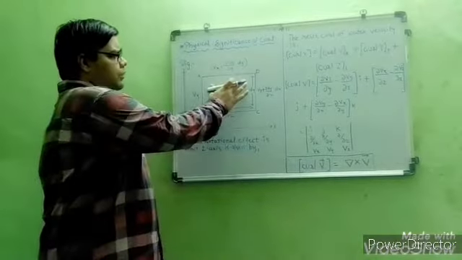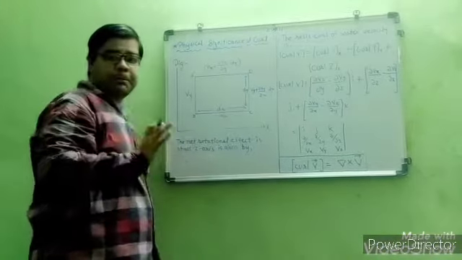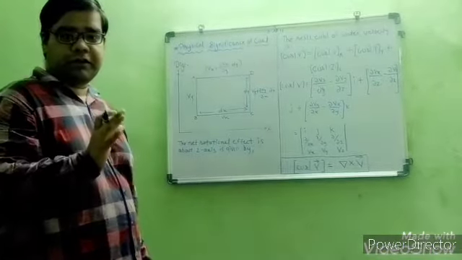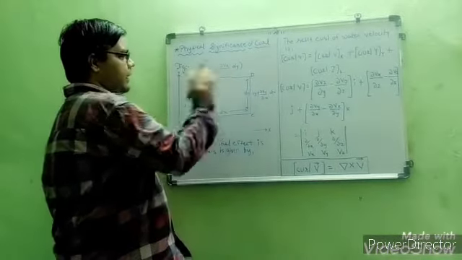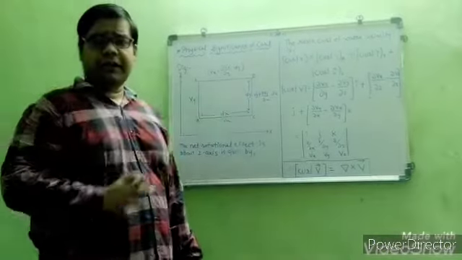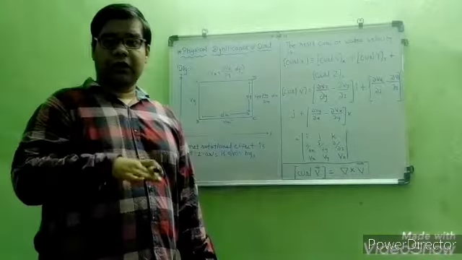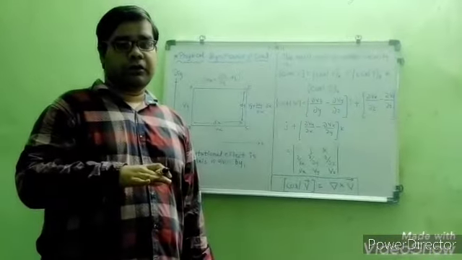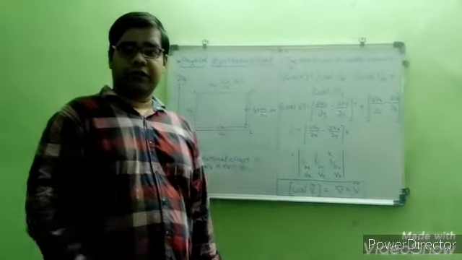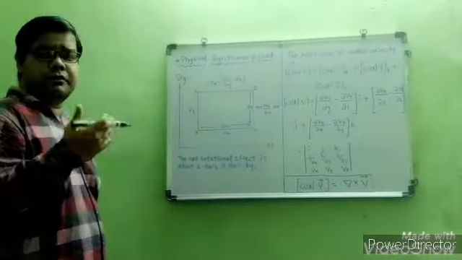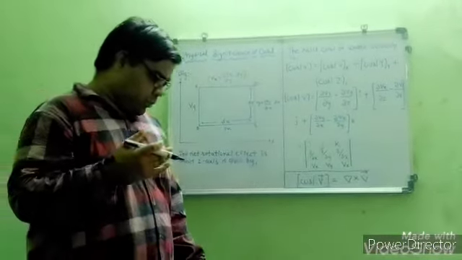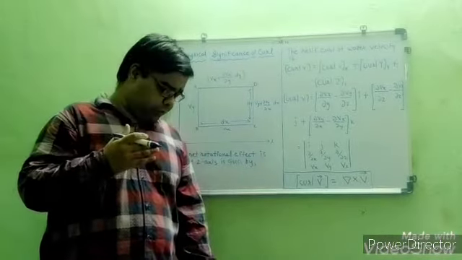Okay. So if we consider a piece of paper A, B, C and D, it is floating on the surface of moving water.